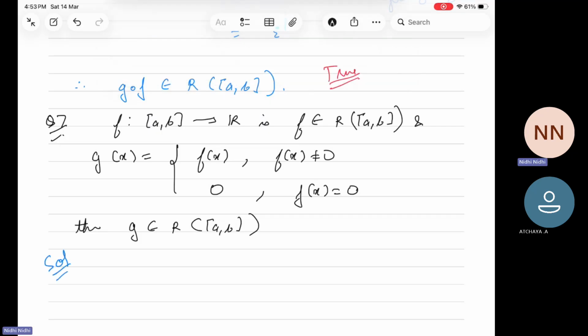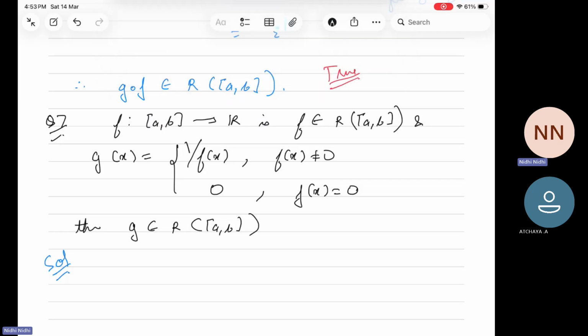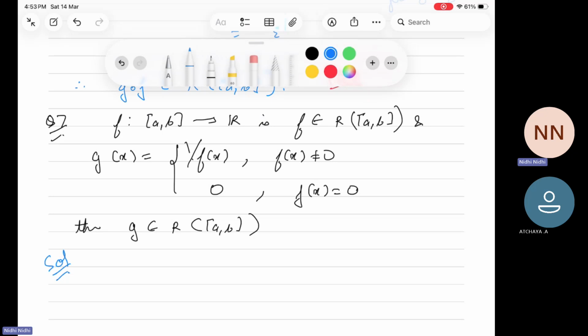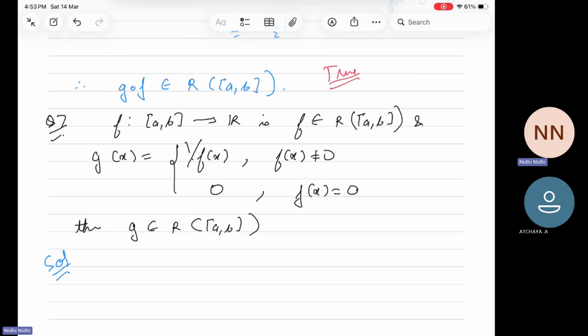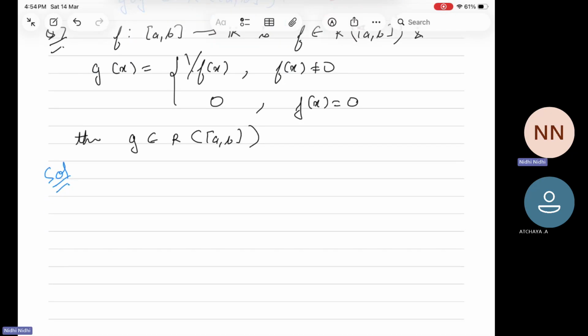If we have a Riemann integrable function f and we define g such that, oh, this is equal to 1 by f whenever f is non-zero and equal to 0 whenever f is zero. So will that g be Riemann integrable? So basically that's not true. For that we can give a contradicting example.